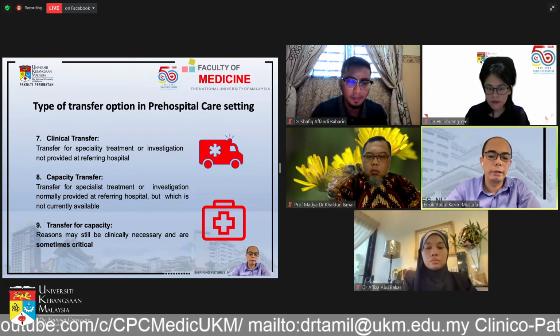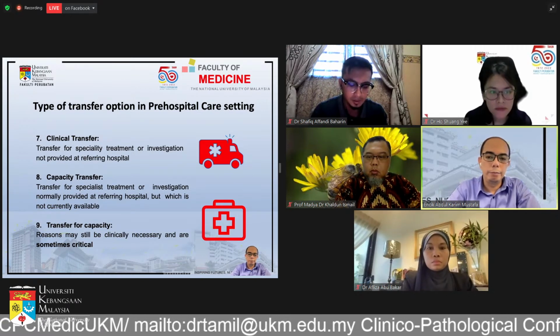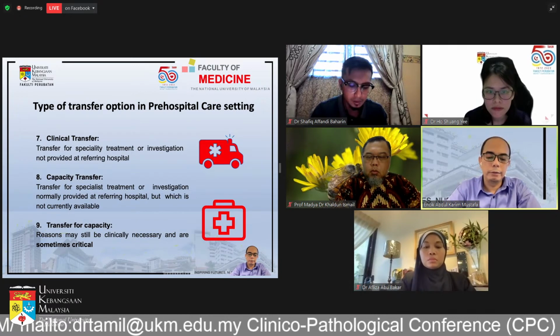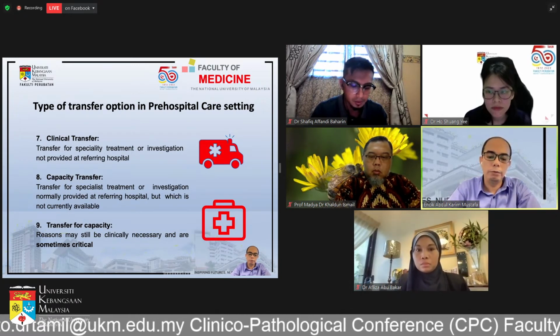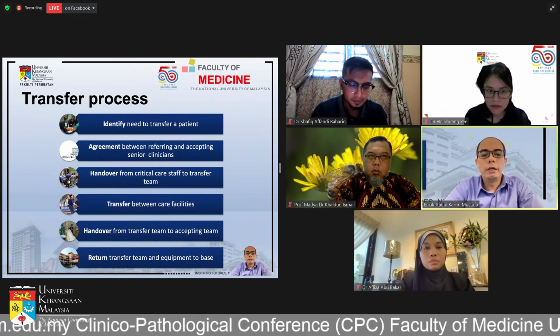And the last one is transfer capacity. So sometimes we don't have the capacity, then we should transfer these patients. So according to this case, we do an inter-facility transfer, which is from one hospital to another hospital. Okay, this is the transfer process for transferring a patient.